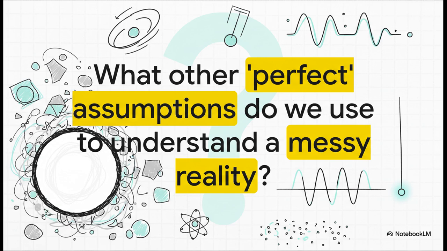And that kind of leaves us with a final thought, doesn't it? We've just seen how scientists will sometimes make a perfect assumption, like a single exact mass, to help them understand a really messy and complicated reality. So what other idealizations can you think of? Not just in physics, but in any field of science that we use every day to make sense of our beautifully complex world.